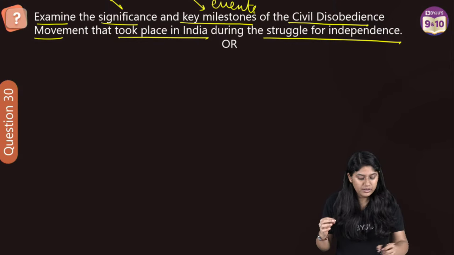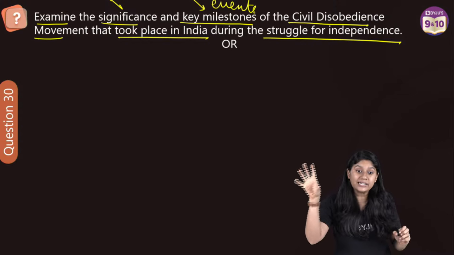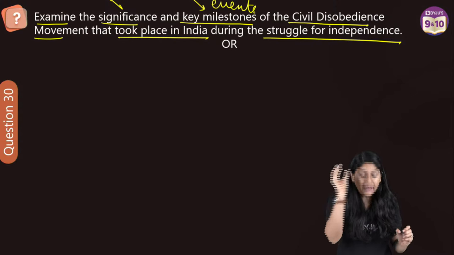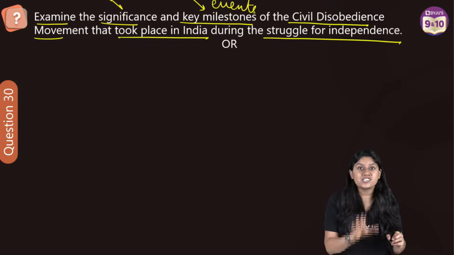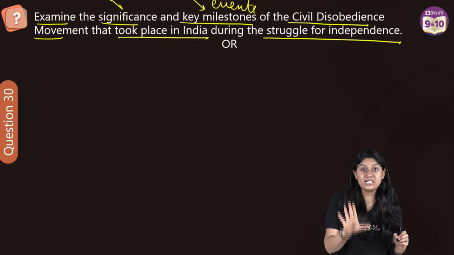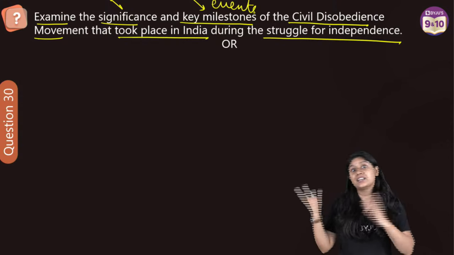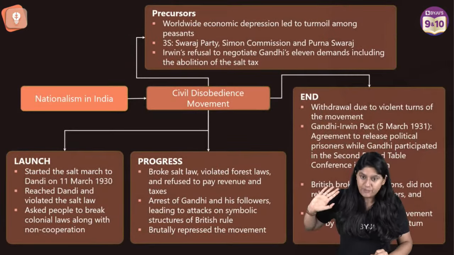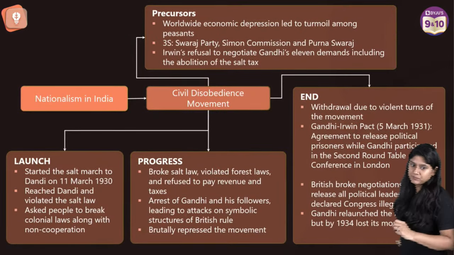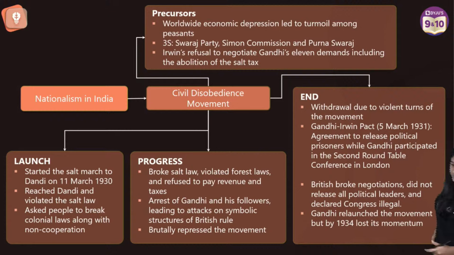For example, we have Dandi March. So what was the intent? That was an event. And of course, what was the significance of it? So we are looking for that particular thing in this particular answer. We're talking about the civil disobedience movement. So it happened later, after the non-cooperation movement. So let's see, everyone. Everyone, you can take a screenshot of this. Jaldi se, you can take a screenshot of this.